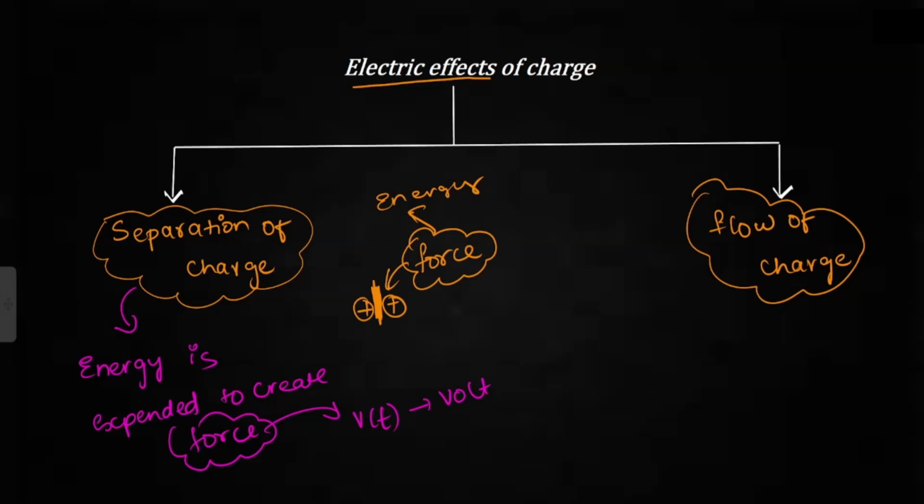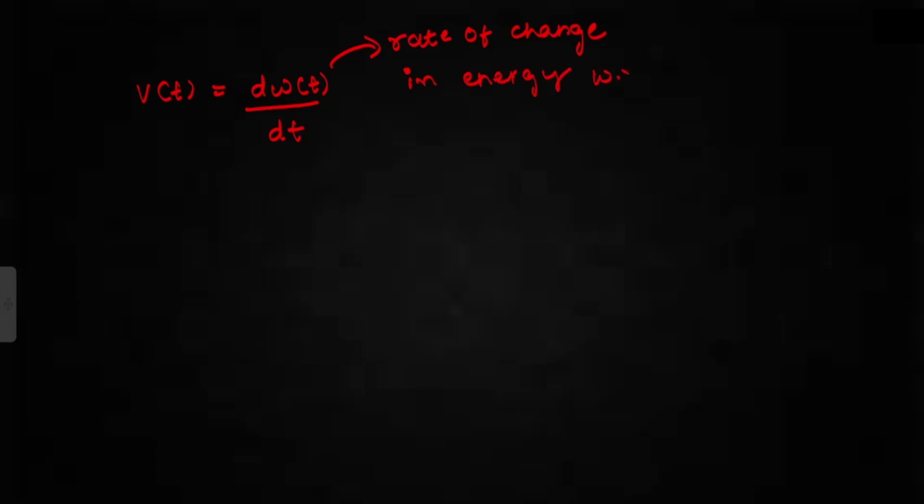So what can my voltage equation be, if I am saying it is the force? V of t will be dW by dt. In order to separate some charge, I need to exert some force, so there is some work going on. So work done by time. You can write this as the rate of change in energy with respect to time is known as voltage. Now I think you have understood this one. So from this, what we can write?